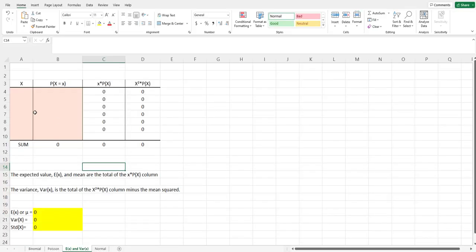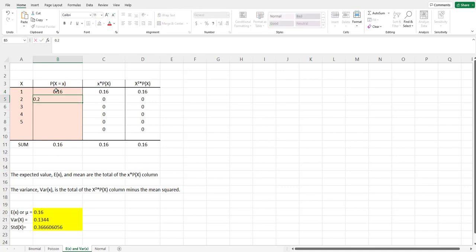Now in my Excel template, I actually calculate the variance for you as well as the standard deviation. So I'm going to go ahead and punch these numbers in. Oops, this is 5. So I have my X column, and then I have my probability column. And you go ahead and type this. You only have to fill in the color part, the pinkish part.